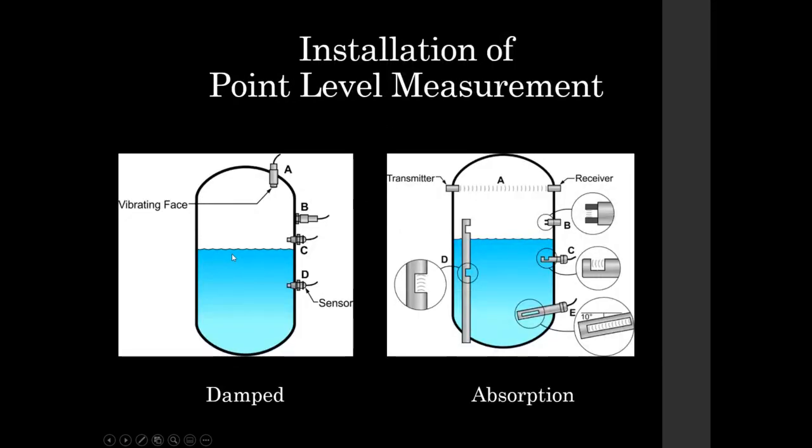Okay, point level installation here, moving away from the continuous level measurement into point measurement here. Just like any type of a point device, it essentially is a switch, and where you mount it is going to be the level that you're expecting to trip at here. So damped, just like any other type of switch here.